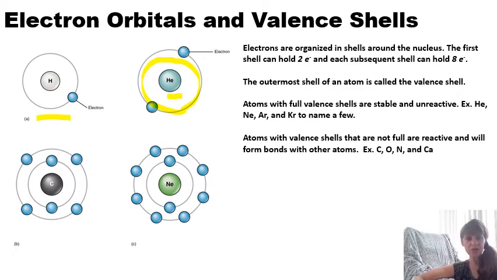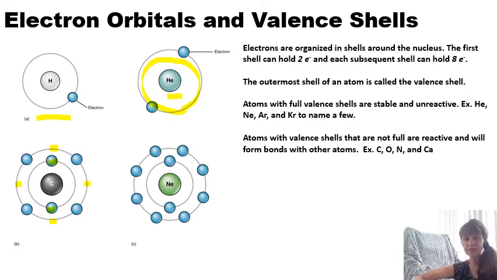On the lower left, we see an atom of carbon with the first 2 electrons in the first shell and 4 electrons in the valence shell. Carbon will want to form a chemical bond with other atoms because it has places where this valence shell could take on more electrons in order for it to be satisfied.